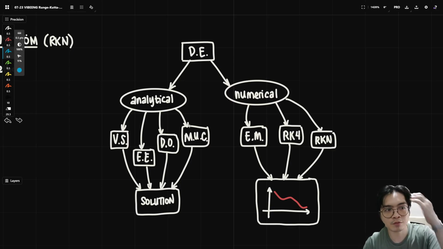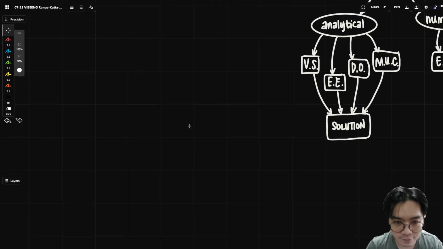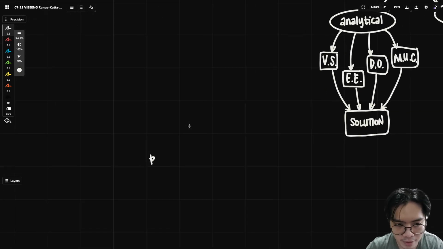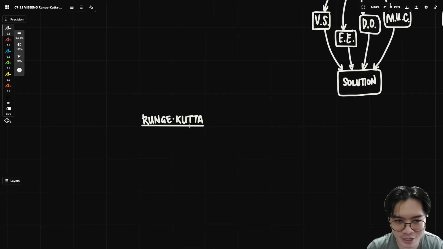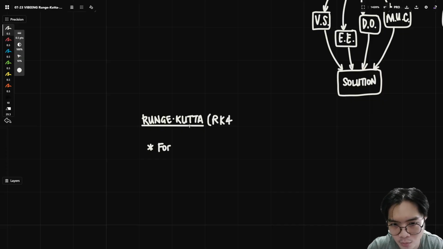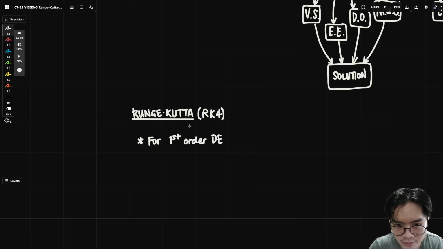And before we even get into Runge-Kutta-Nyström or RKN, I suppose I should show you first RK4, the classic Runge-Kutta method. This is applicable for first order differential equations lang, itong ating RK4. So you might be wondering why RK4. It's because, well, you'll see later, it is for first order differential equations.